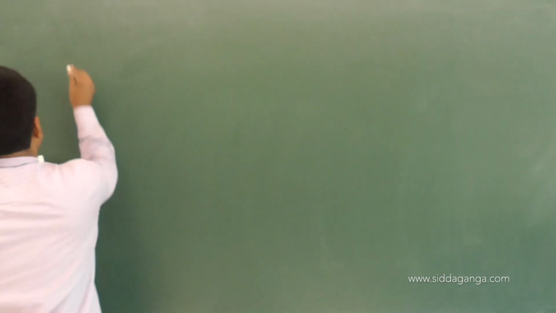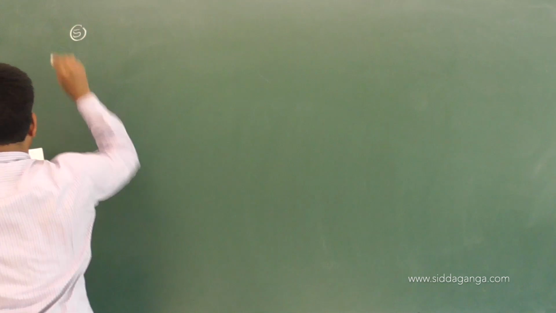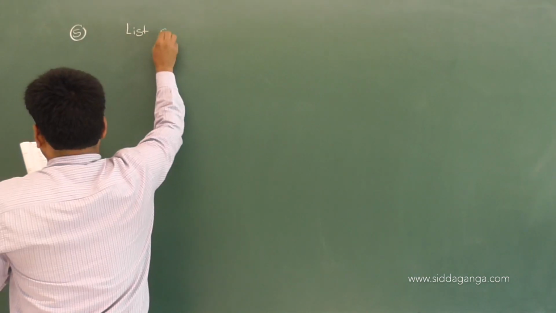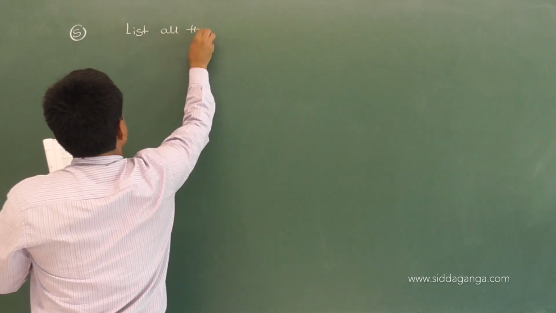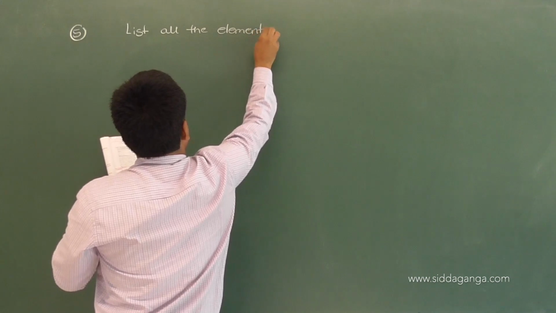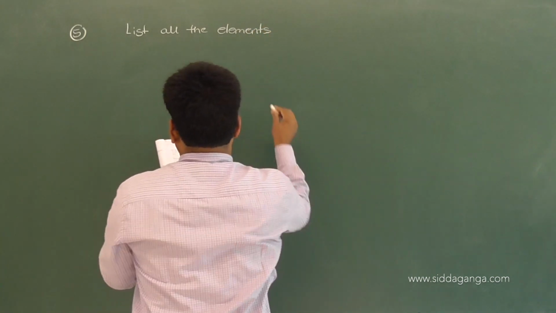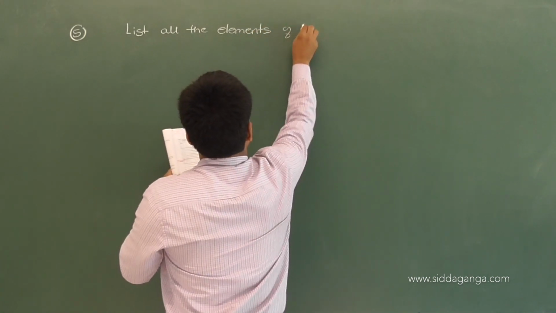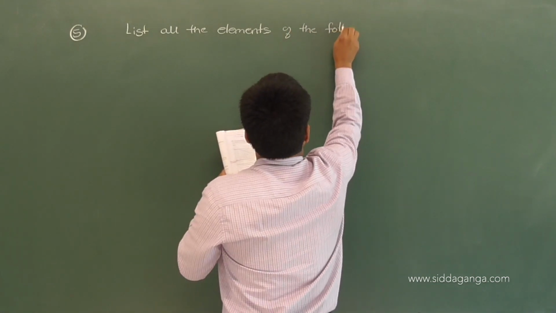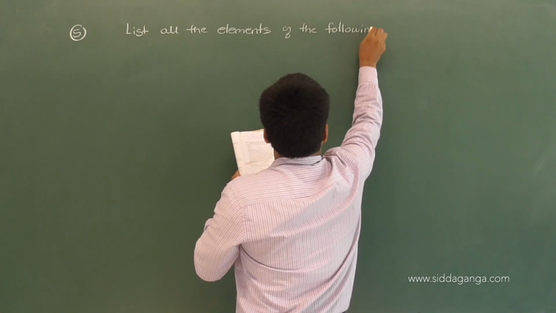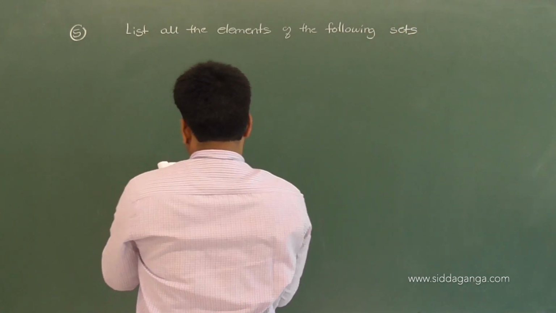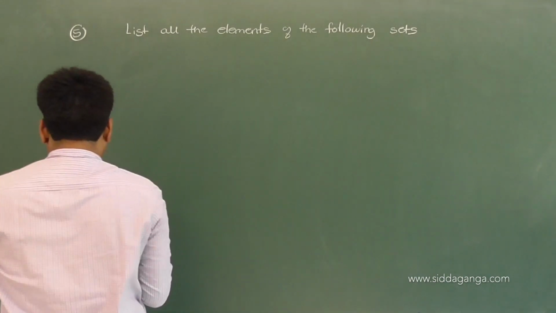Fifth line, list all the elements of the following sets. All the elements of the following sets.